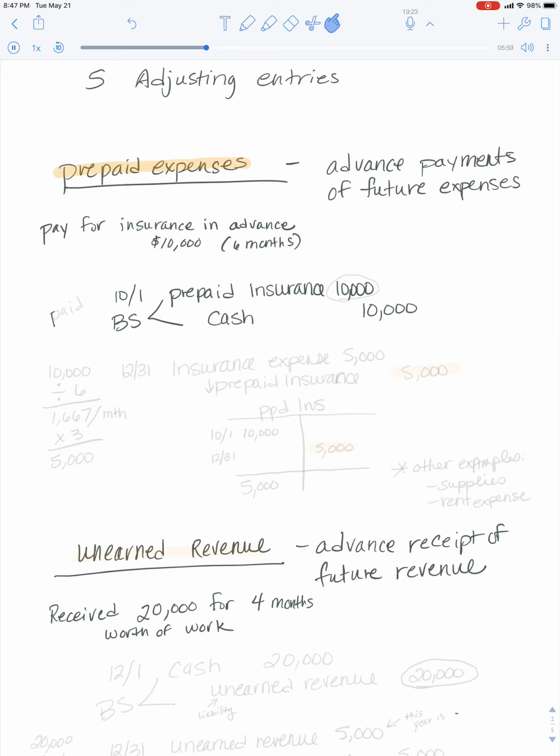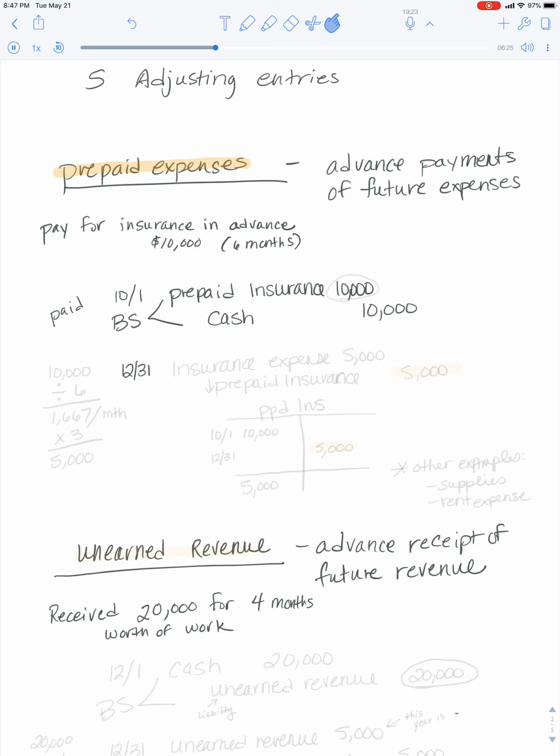So then what we do on 12/31, the last day of the year when we're putting together our financial statements, is we decide, all right, how much of our insurance have we incurred and do we get to expense? Well, it looks to me like 3 months have passed. So October, November, and all of December has passed. So we need to decide how much is 3 months worth of insurance.